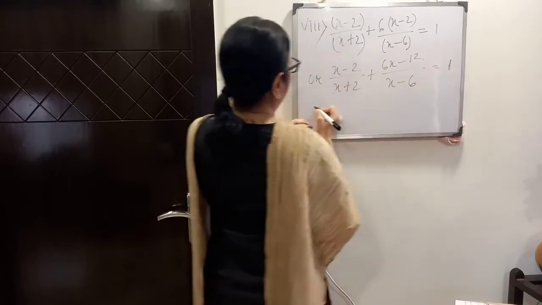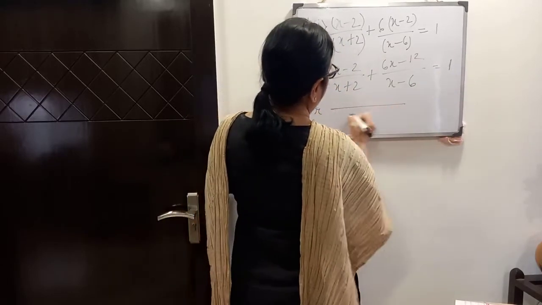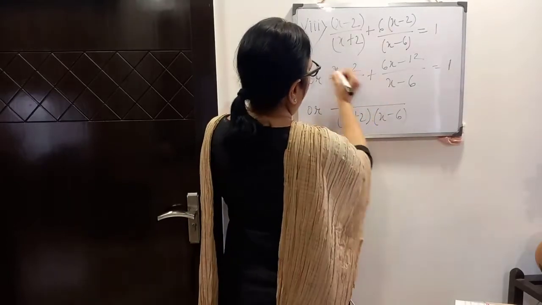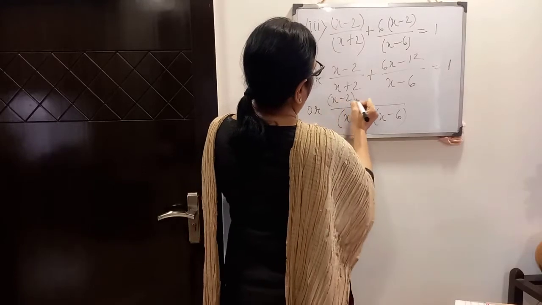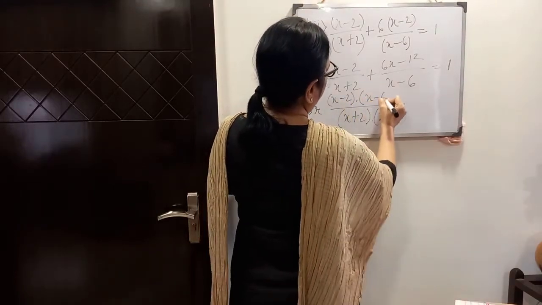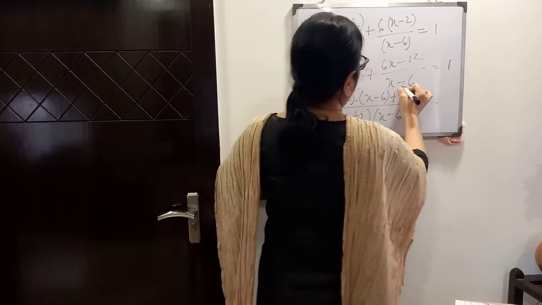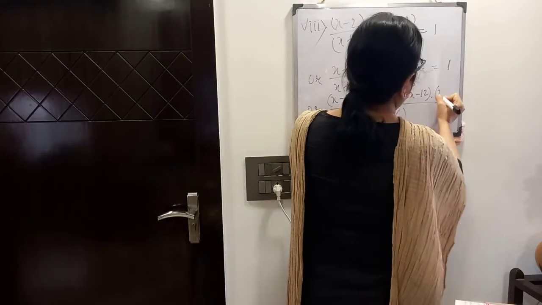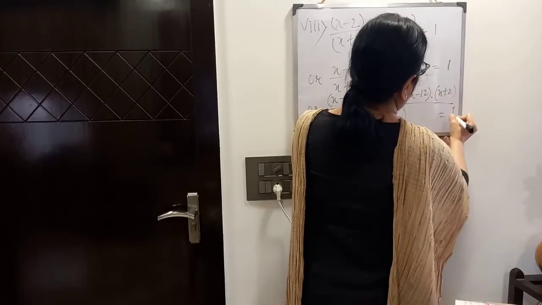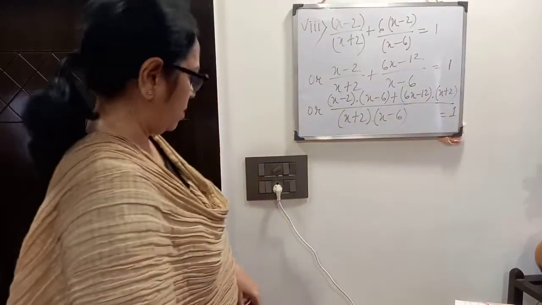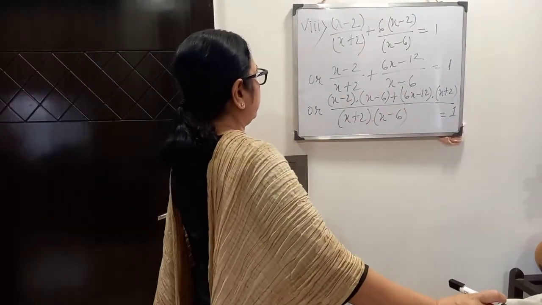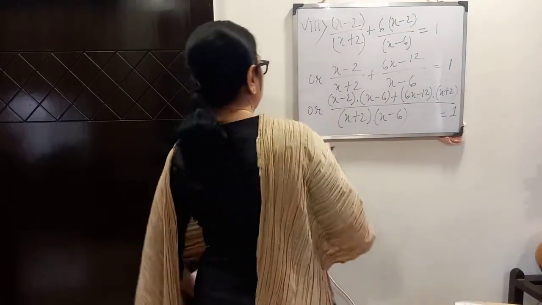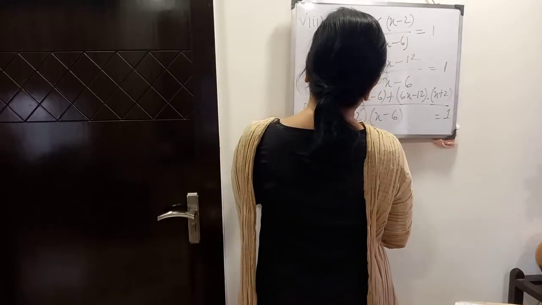Then we will take the LCM. What is the LCM? x plus 2 into x minus 6. Now this will be x minus 2 into x minus 6, okay, and plus 6x minus 12 into x plus 2 equals to 1. It will be a little bit bigger calculation. Now we have to multiply both numerator and denominator. Clear?